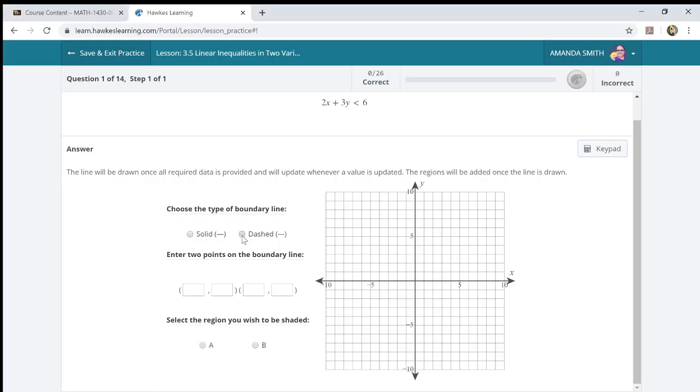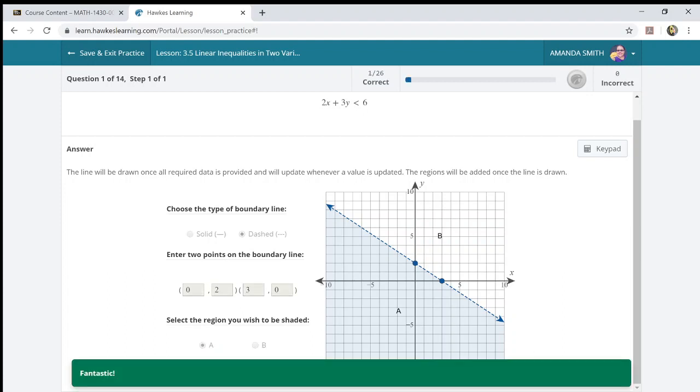So we had said it was going to be a dashed line. We know that the intercept is 0, 2, so we can get that in there. And then using our slope, which we said was, I forget, negative 2/3, from this point, we will go down 2 and right 3. And so we will say 3, 0 is a second point. And here's my line. We discussed that since it was less than, we were going to shade below. In this case, region A is shaded below. And then we click submit our answer. And there we go. Next.